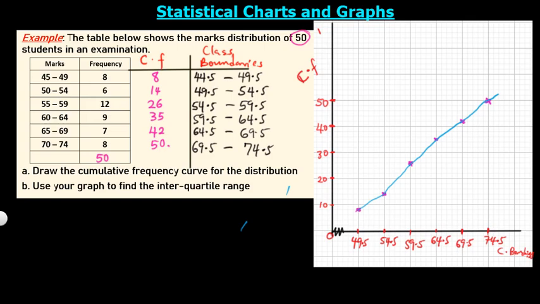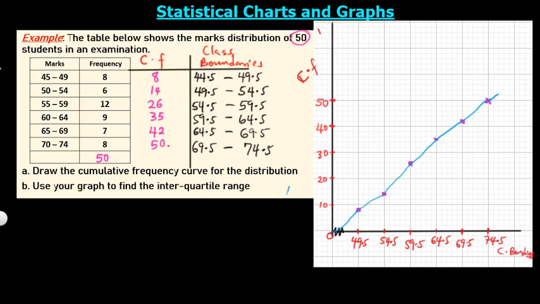So now that we know this, what is then expected of us? Here we have done the curve, but the question is saying from this curve, we should work on our interquartile range. We should determine the interquartile range. So how best can we determine the interquartile range?